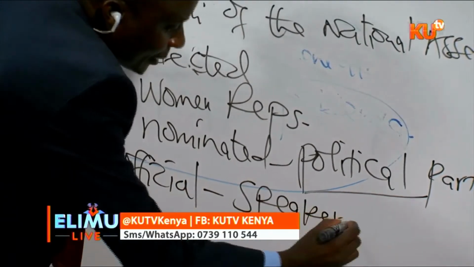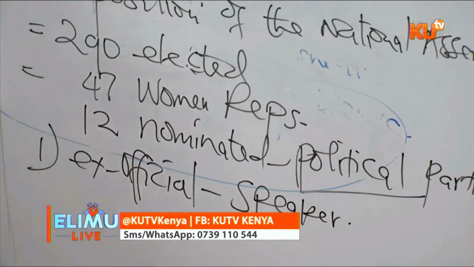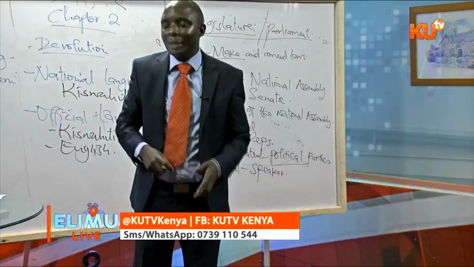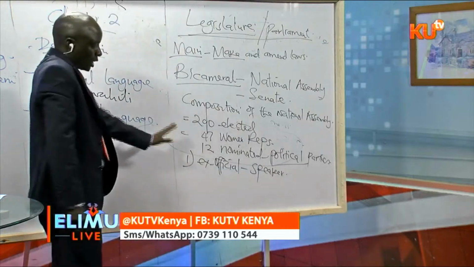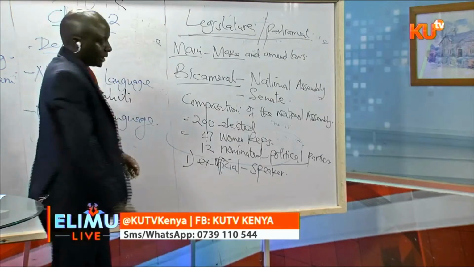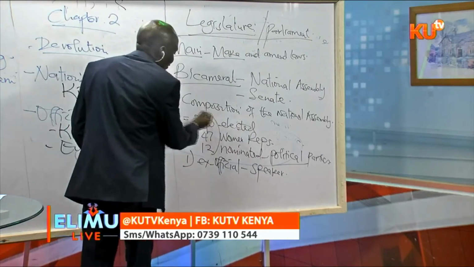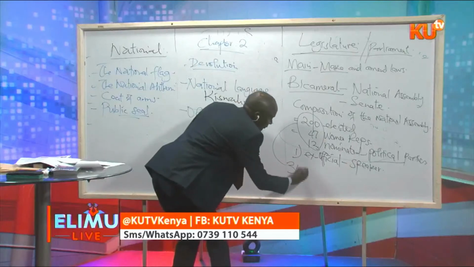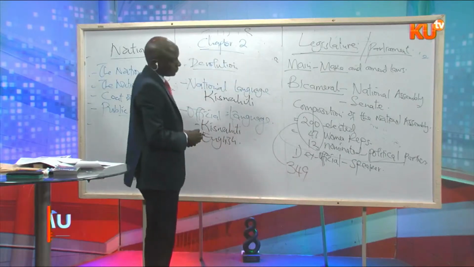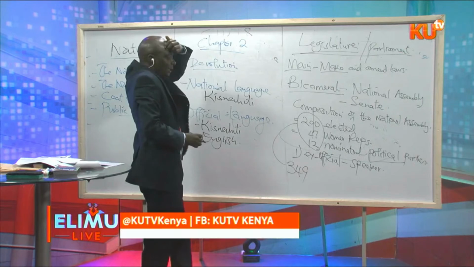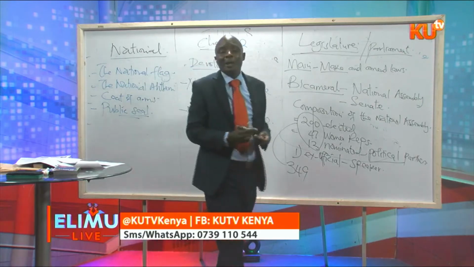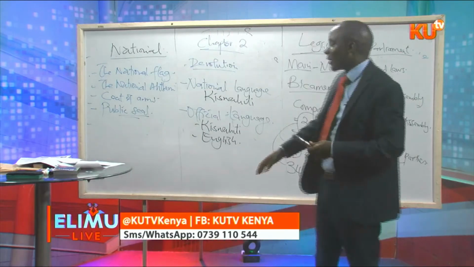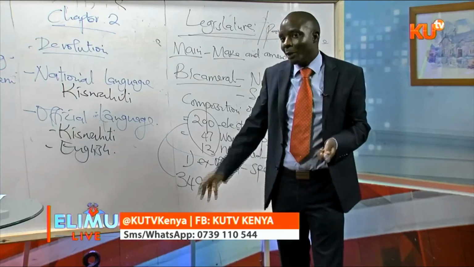Remember, the role of the speaker is to control and chair debates in parliament. So we have this composition. From this, excluding the speaker, if you add all these, this gives the total composition of the National Assembly. If I've written all of them, they should be, I think, 349, if I'm not wrong. If you want to make an amendment, you must have 2/3 of this. Your mathematics is going to tell you how many.